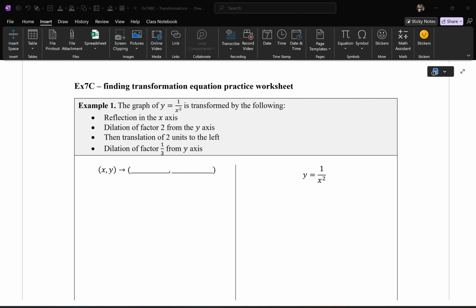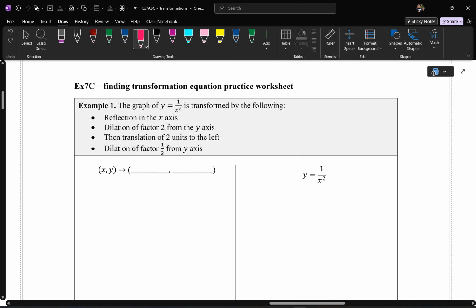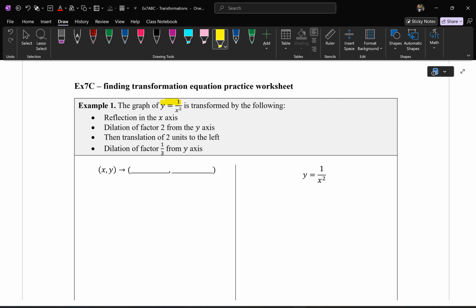Alright team, 7C. This is your first exercise that you should be trying to focus on from chapter 7. It really is where the theory starts. D is the reverse. So you just got to learn C first before you do D. Yeah? Here we go. I've got a graph of y equals 1 on x squared.